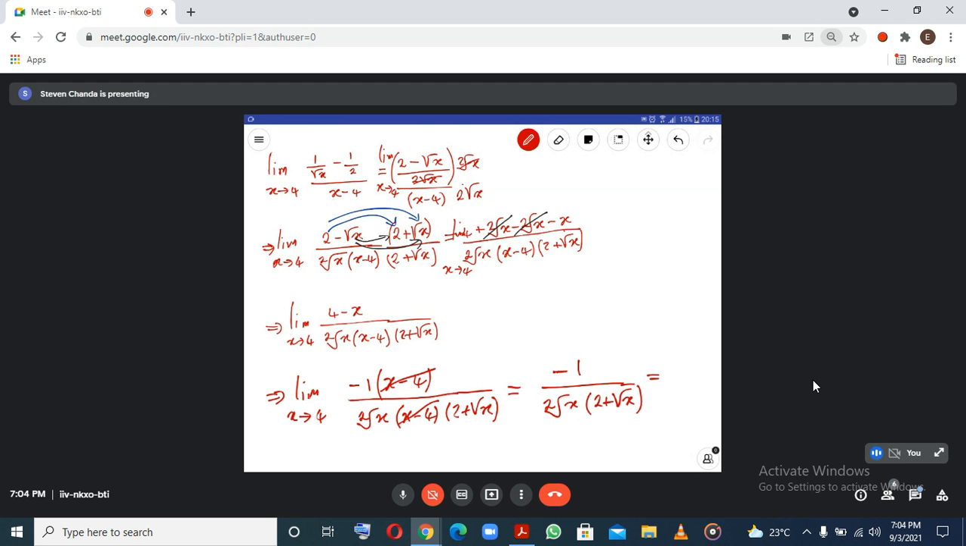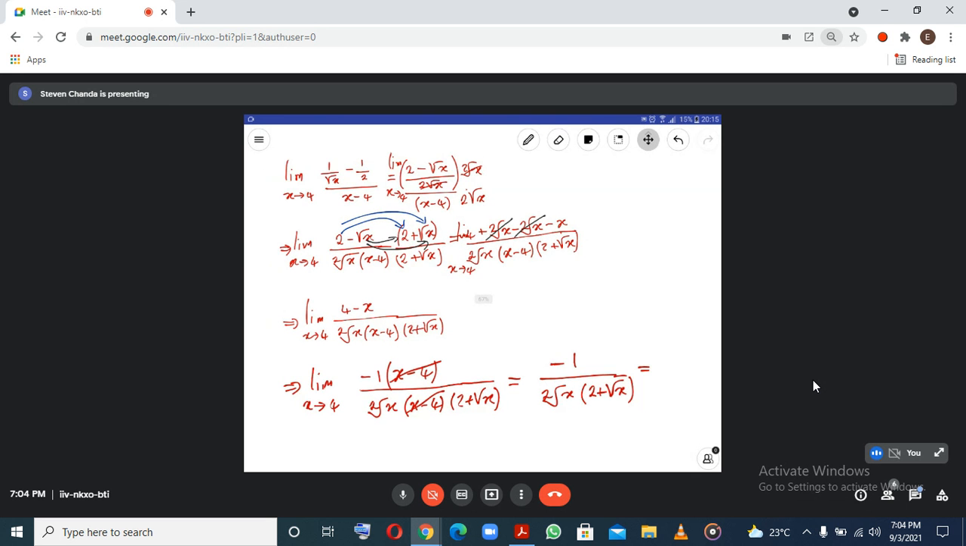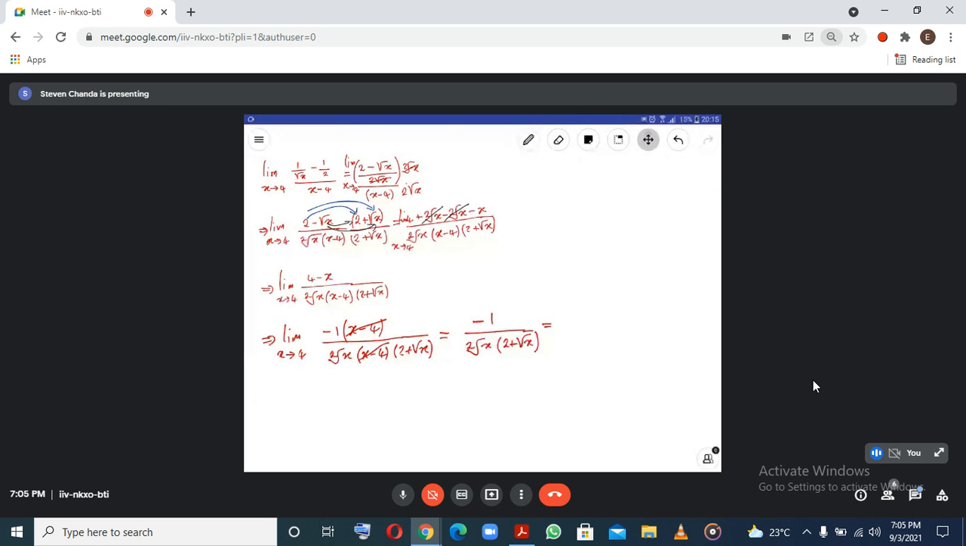From here, we can now plug in our 4. Why can we plug in the 4? Because we've gotten rid of the x minus 4, so you won't get an undefined answer. Here let's still put the limit. We only remove the limit when we've substituted the 4. In this one we've substituted the 4, so that's why we are not putting the limits there.